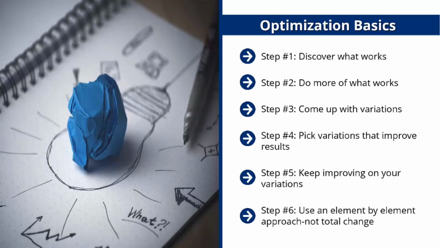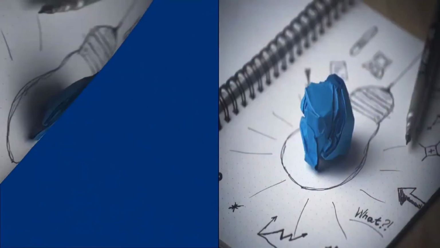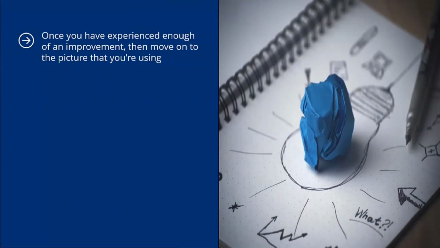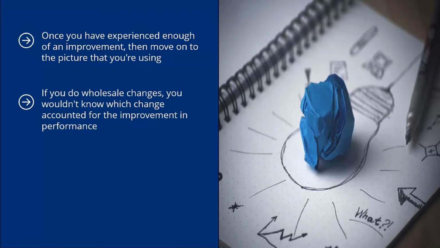Step number 6, use an element-by-element approach, not total change. When making variations, vary one element at a time. For example, if you're buying traffic using ads on Facebook, don't just swap out the ad totally. Start with changing the headline. Once you have experienced enough of an improvement, then move on to the picture that you're using. Then after that, change the summary link or the description. Whatever the case may be, make changes on an element-by-element basis instead of swapping out the whole thing at one time. If you do wholesale changes, you wouldn't know which change accounted for the improvement in performance.